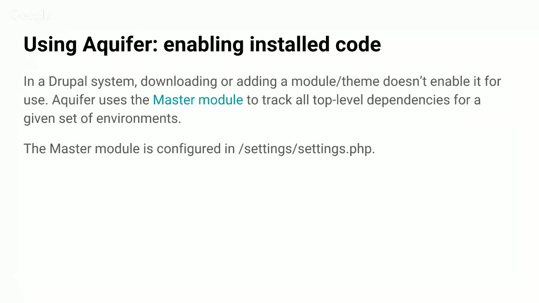By default, Aquifer ships with 3 environments. I think it's live, test, and local. And depending on those different environments, you might want to enable different things like Aquifer cache purge. Probably don't want to enable that locally. It might cause some problems, but you do want to enable it on live. So you put that in the live section, and the master module will take care of that.